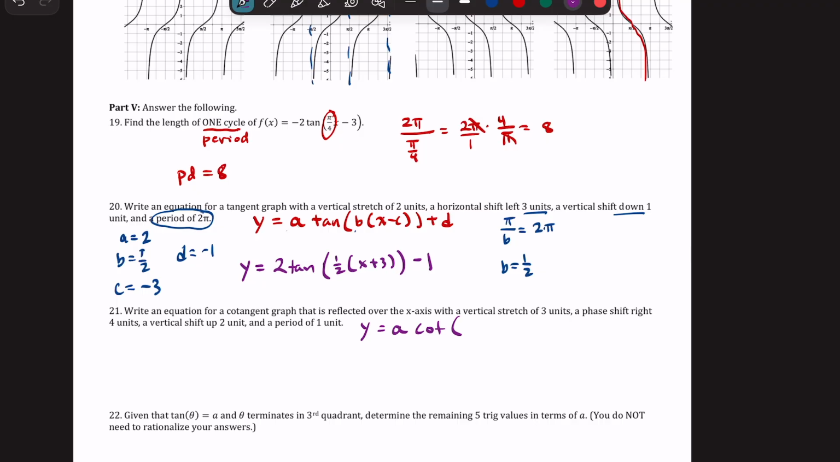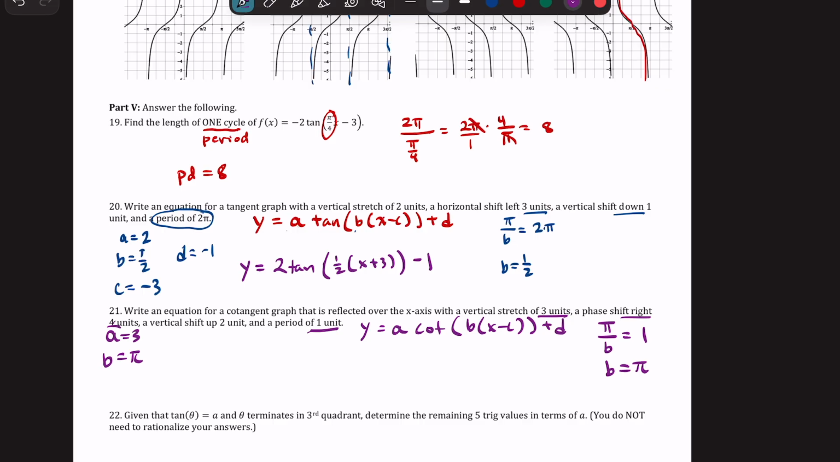Oh, cotangent, same idea. A cotangent of b times x minus c plus d. Remember, pi over b is equal to your period. The period's 1. Oh, that's lovely. Love it. Love that for me. Oh, that means b is going to be pi. And we have a vertical stretch of 3, so I've got a is 3, b is pi.